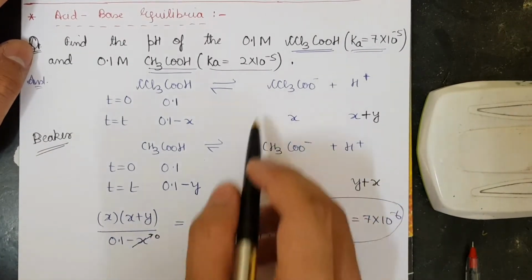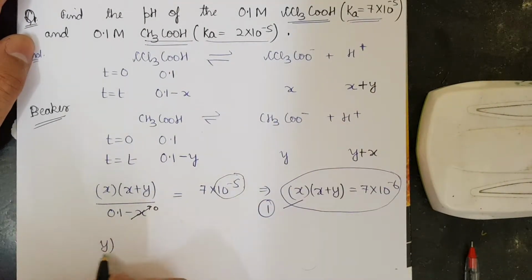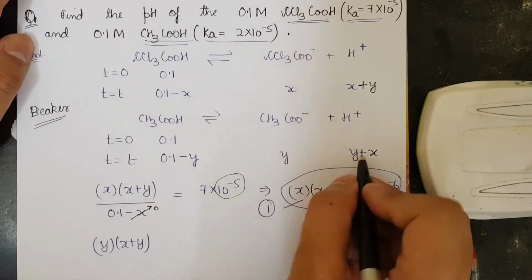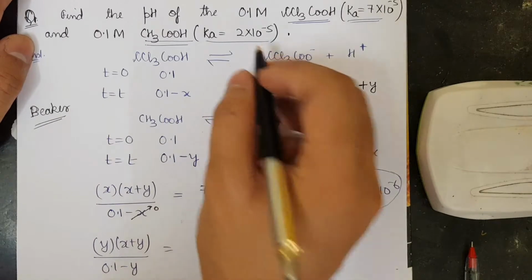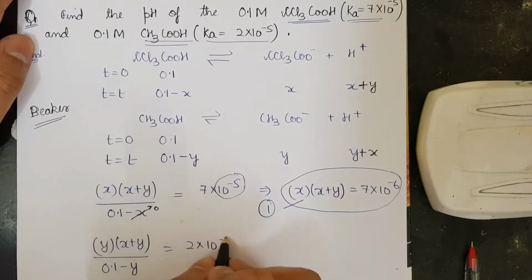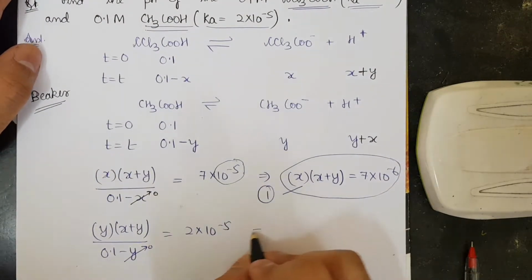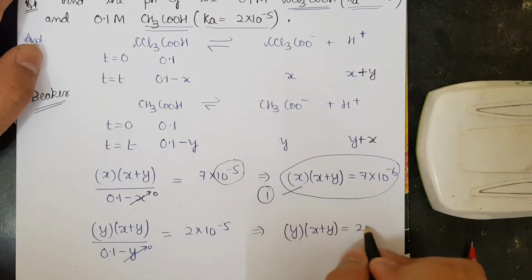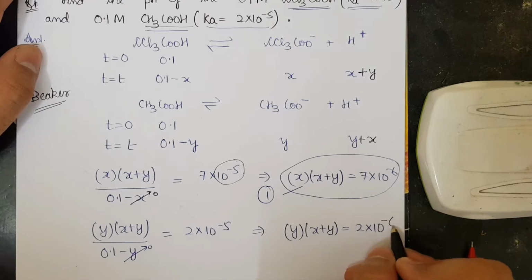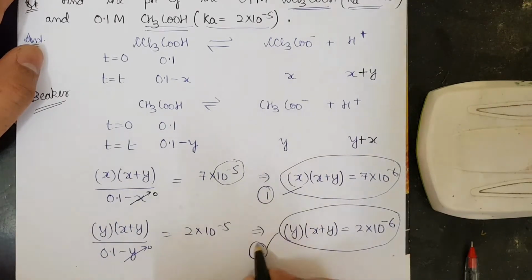Similarly, applying the equilibrium condition for case number 2, that is the acetic acid, we get y into (x plus y) whole upon 0.1 minus y to be equal to 2 into 10 raised to power minus 5. Similarly, here also we can ignore the value of y with respect to 0.1 and we get the relation y into (x plus y) to be equal to 2 into 10 raised to power minus 6, because 0.1 is taken out here. So let me say that this is equation number 2.